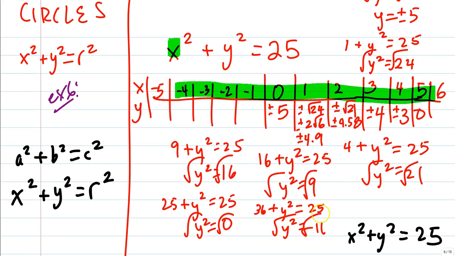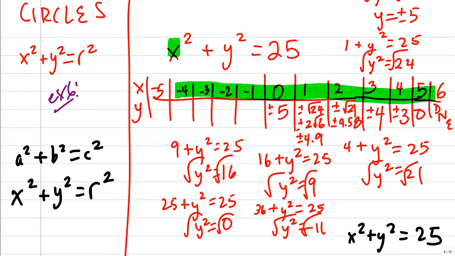The square root of a negative number does not exist. It's not real. This graph does not exist past 5. That's a restriction on the domain, right? The idea is that I need two numbers that add to make 25. The largest number x can be is 5. Anything past that, and y would have to be an imaginary number.